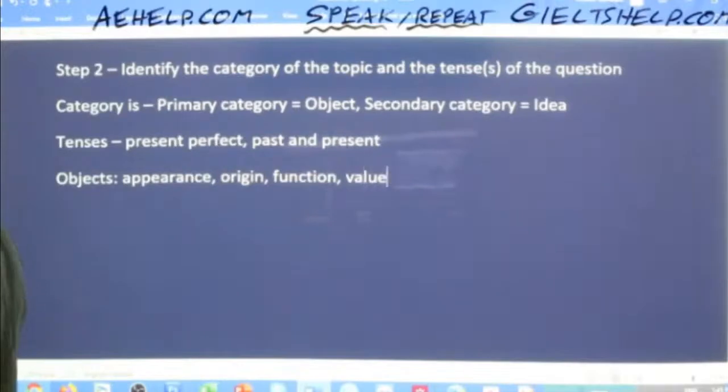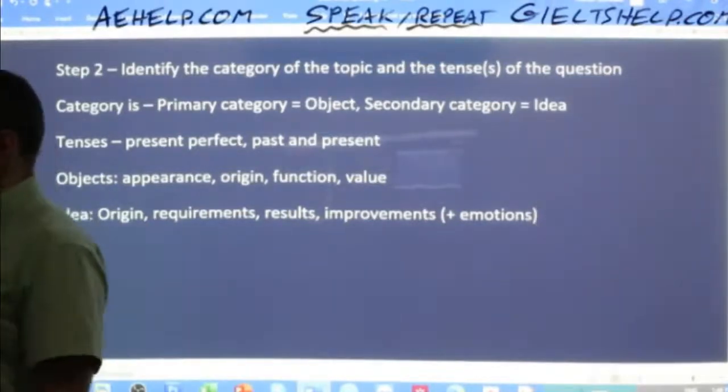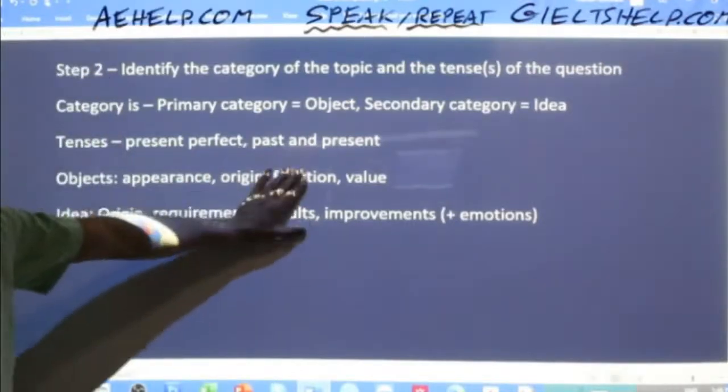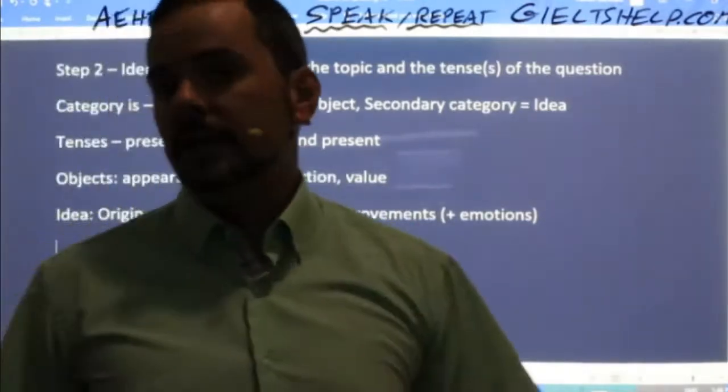Idea: you have to consider its origin, so where did it come from, its requirements, what you need to make it a reality, its results, and its improvements. And here you might add the concept of, because we're talking about an artwork, emotions. And I don't mean emojis, I mean emotions. So that's what you're targeting. If you're thinking about all of these points in relation to the artwork, then you're definitely going to speak fluently for the 2 minutes.